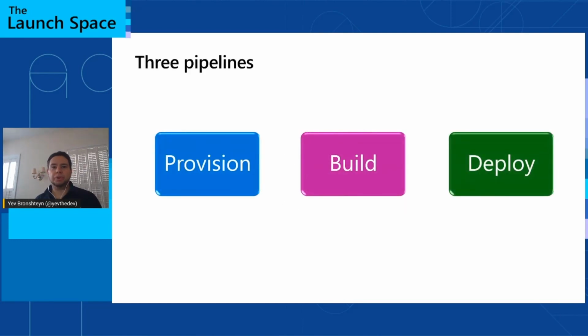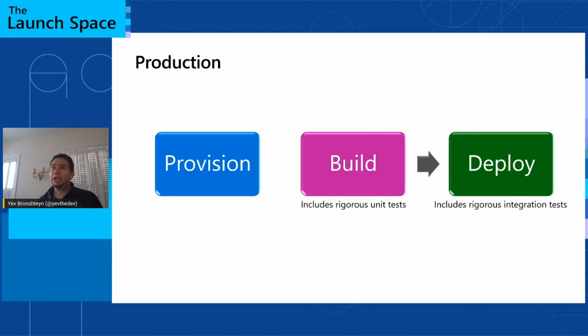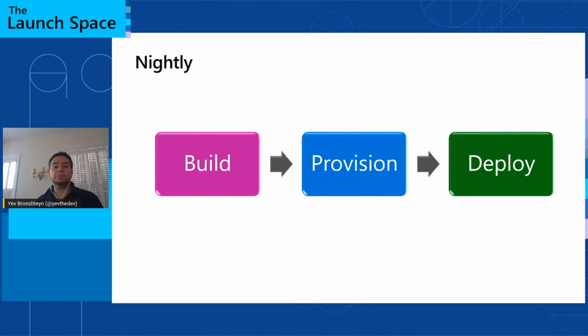We're going to divide the process into three distinct pipelines: one to provision your environment, one to build your application, and one to deploy your application. And the reason for making these pipelines separate and distinct is that you might want to orchestrate them differently depending on your scenario. For example, in production, you might want to provision once, but then build and deploy regularly, provided that you have rigorous automated tests. In a nightly build environment, on the other hand, you might want to do the build first and then only provision an environment if the build passes. So we're going to keep these three pipelines separate and distinct, knowing that they do work together.